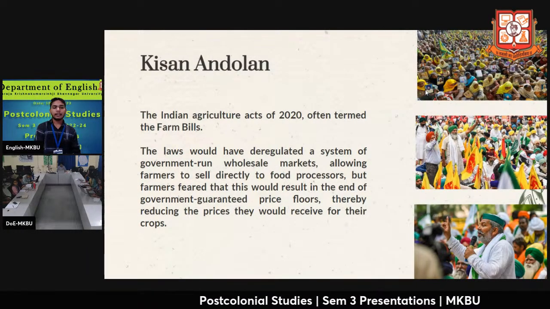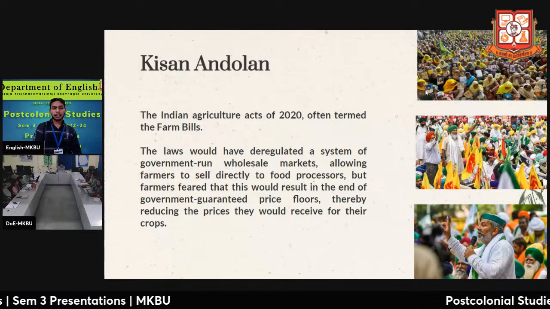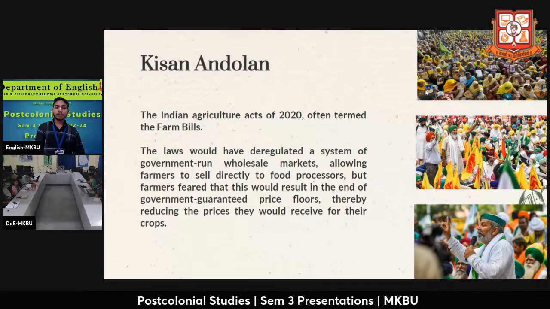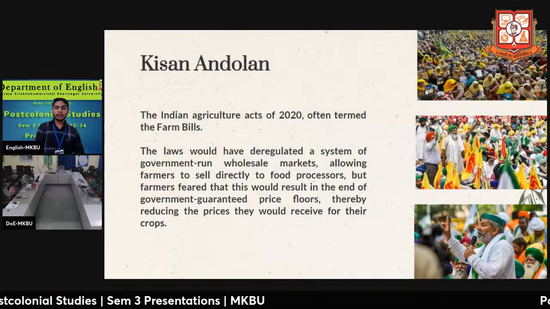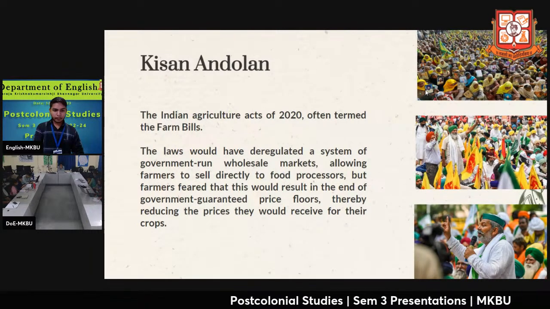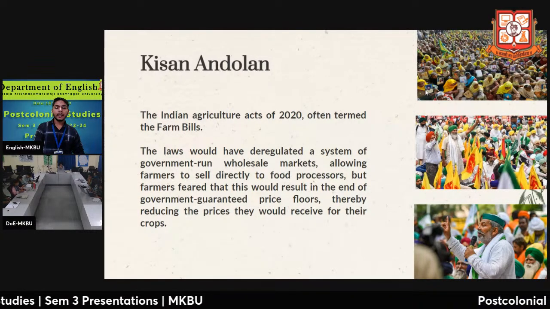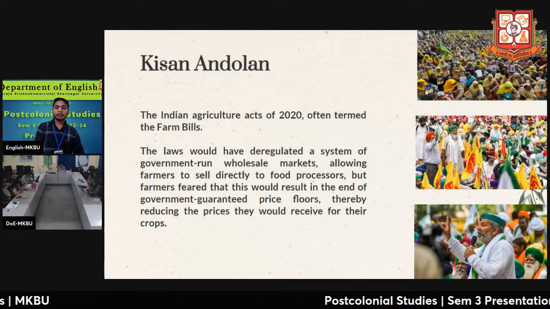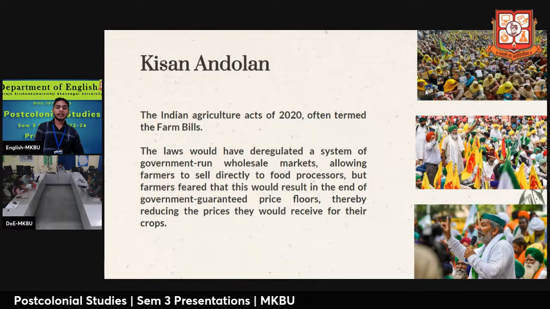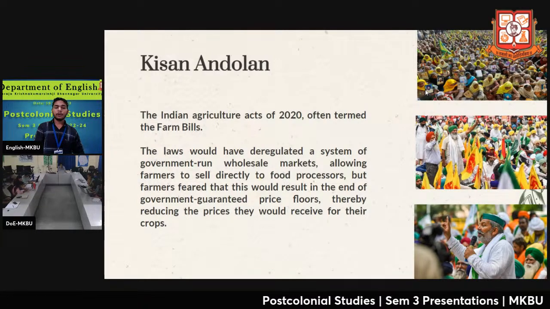For this example is Kisan Andolan, or the farmers protest, that was in 2020 and 21 in opposition of the law that was given in the farm bills in the parliament. That law would have deregulated a system of government run wholesale markets, allowing farmers to sell directly to food processors, but farmers feared that this would result in the end of government guaranteed price floor, thereby reducing the price they would receive for their crops.